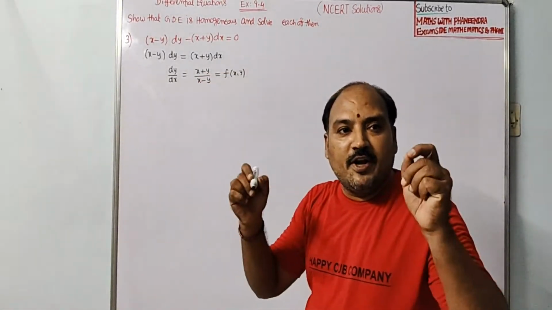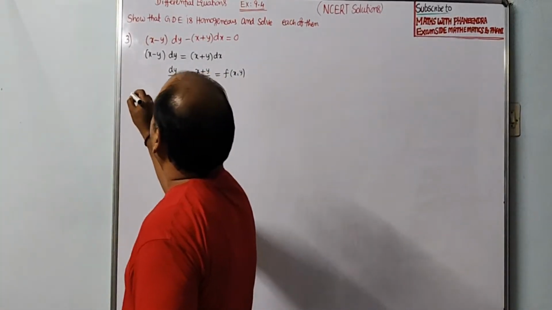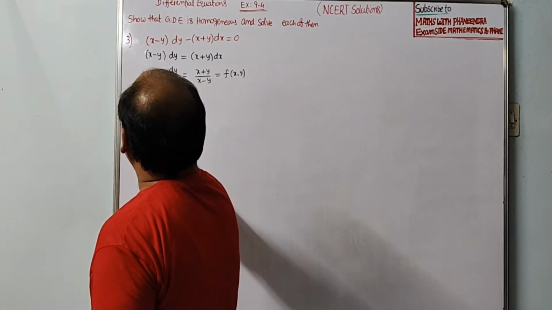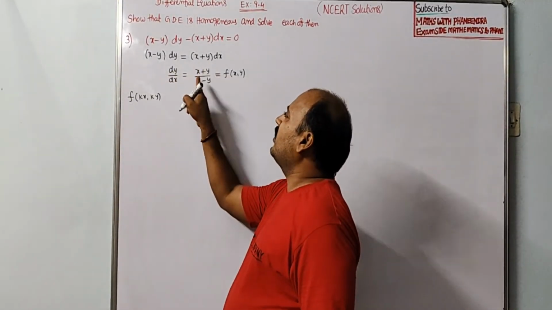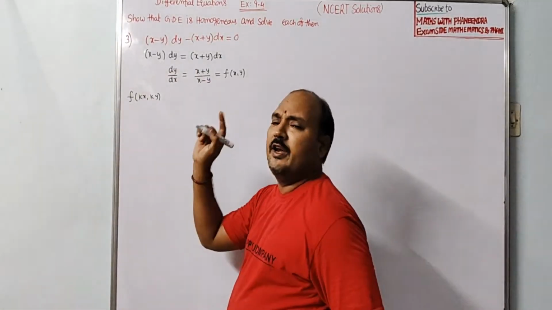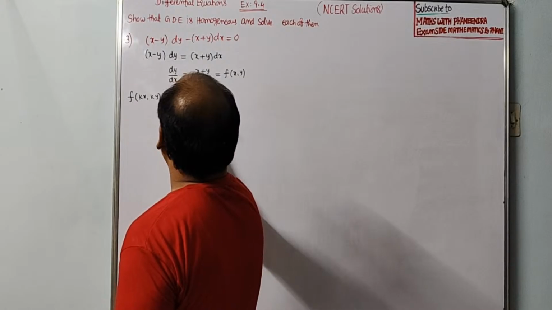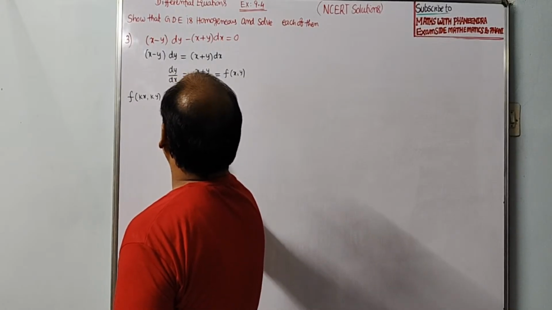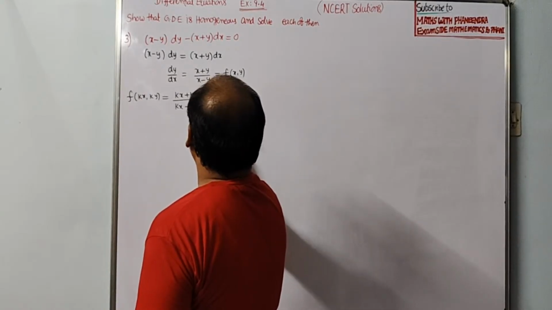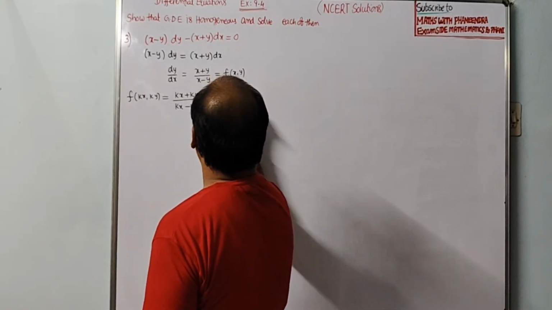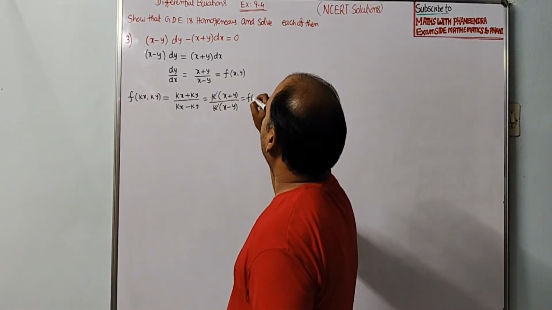First, you decide whether it is homogeneous of degree n or not. We will check it. f of kx comma ky: every term has x power 1, y power 1, here also 1, here also 1. So, 1 degree. So, kx plus ky by kx minus ky equal to k times x plus y by k times x minus y. This is f of x comma y.